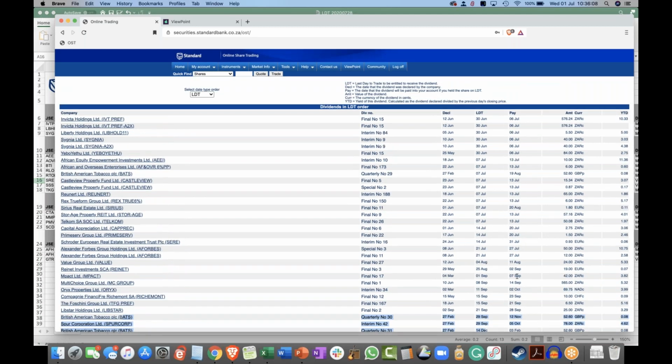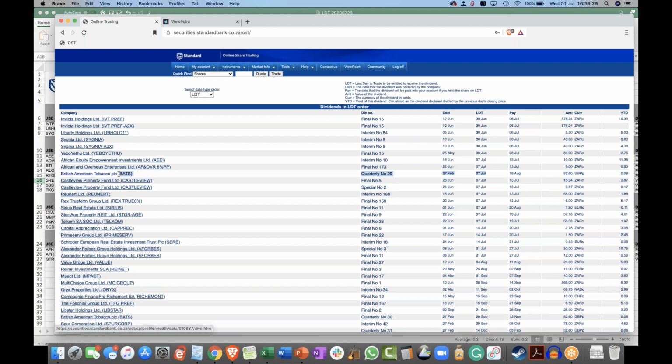Most of them obviously are going to be your July LDT. So it's a bit quiet now because we have moved through reporting season, but there are still a couple coming through. There's the other British American Tobacco up there with a 7 July pay date. Sorry, LDT, and then a 19 August.